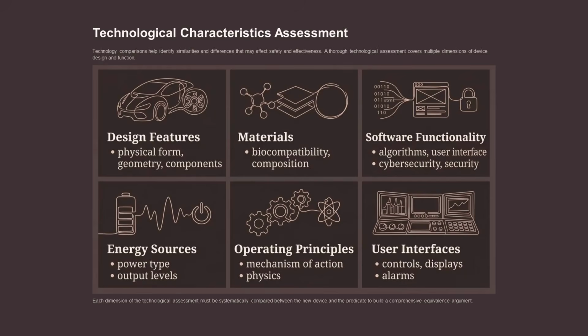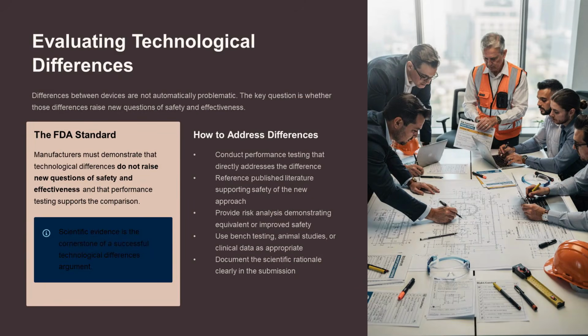Technology comparisons identify similarities and differences that affect safety and effectiveness. Assessments cover design features, materials, software, energy sources, operating principles, and user interfaces. Technological differences must be addressed to ensure safety and effectiveness. This involves conducting performance testing, referencing literature, and documenting scientific rationale to support comparisons.